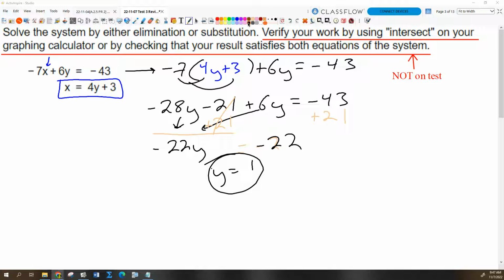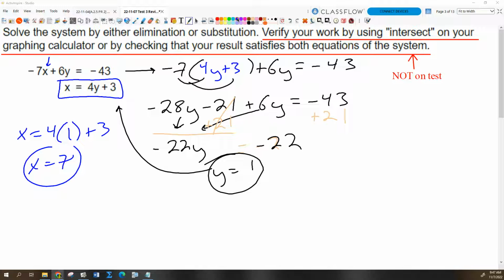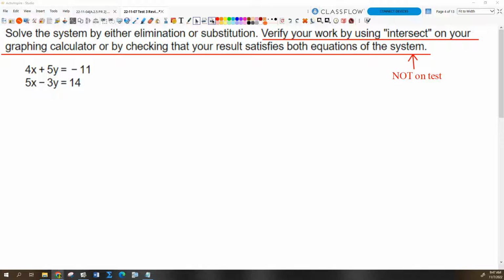So then we'll just go back to the boxed equation, plug that y value in, and we get x equals 4 times 1 plus 3. So x equals 7. And we'd want to organize our answer as an ordered pair, right? That's how we'd write our answer. So 7, 1. Okay? Thumbs? That all makes sense? Okay, pretty straightforward. You guys have had quite a bit of practice with that stuff, so I think it's going to be no issue. Yeah, we can go through one elimination problem.